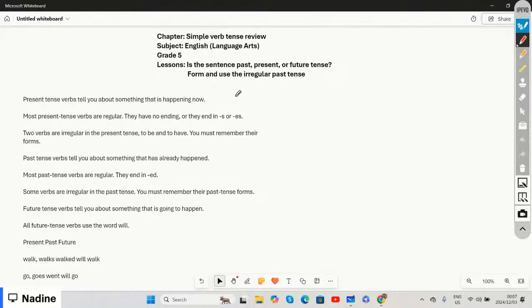So whenever you see a title talking about simple verb tenses or tenses, then tenses are where it says the action is in the present, in the past, or in the future. And our simple verb tenses are present tense, actions done in the present, past tense, actions done in the past, or future tense, actions done in the future.